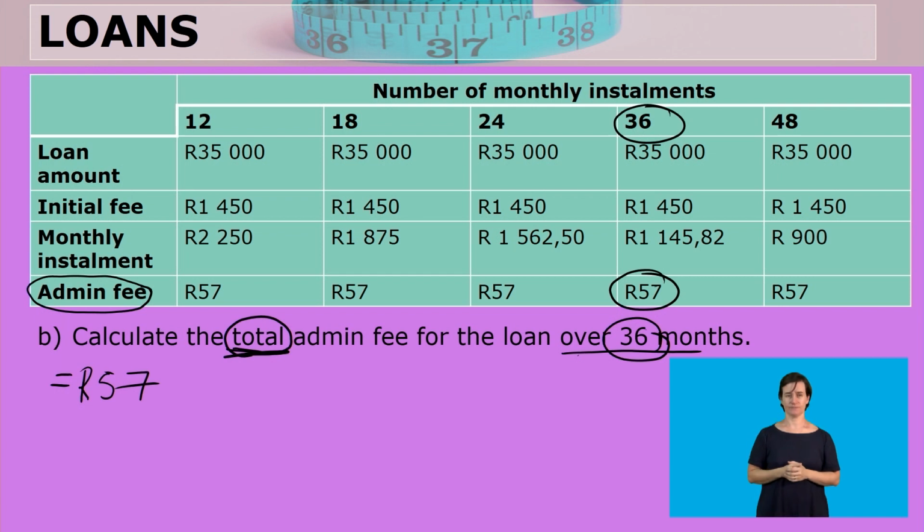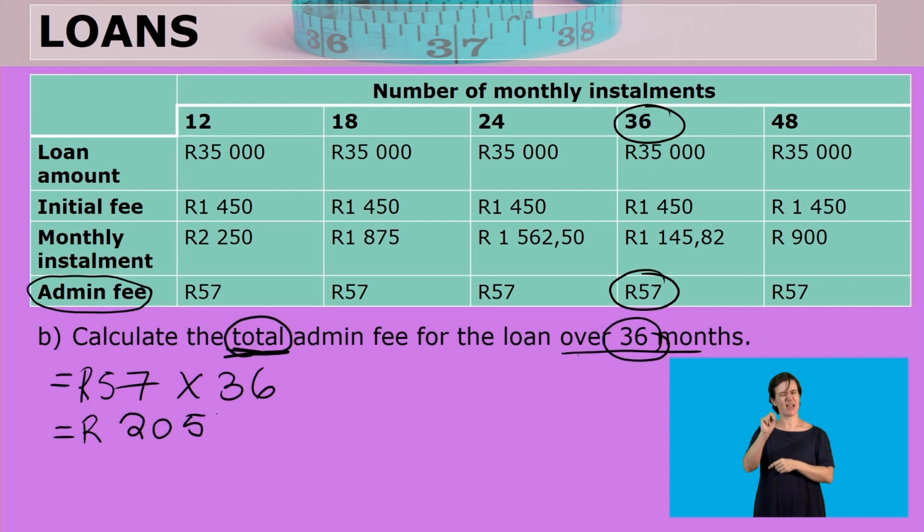So we are going to say 57 Rand multiplied by 36 months, because that is the period over which this loan will be paid back. Having 57 Rand multiplied by 36, it means at the end, Mr. Jones would have paid 2,052 Rand as the admin fee.